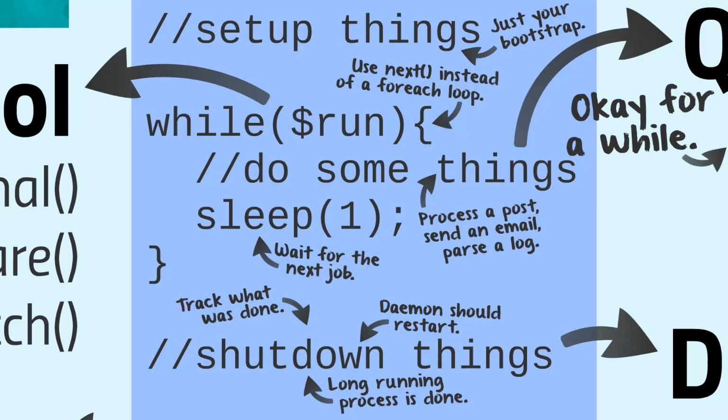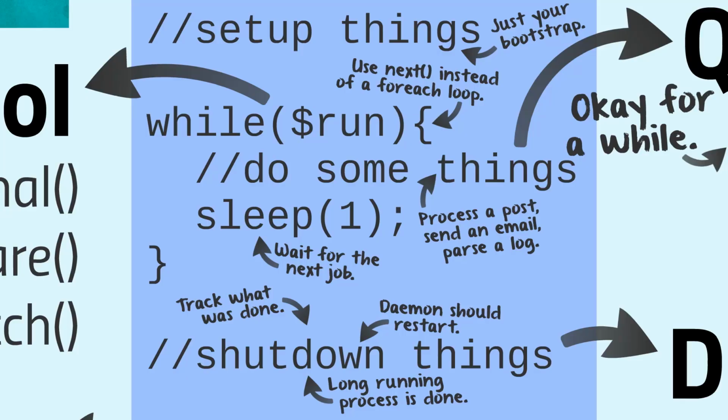I have a note there, and I'm trying to remember because I've done this presentation before. Use next instead of a foreach loop. Oh yeah, that's right. If you're iterating through an array, instead of using a foreach, which is natural as a PHP developer, where you want to go through all the elements in an array, you use next to pull something off of the array. The reason why you would want to do that is so you can still control your loop.